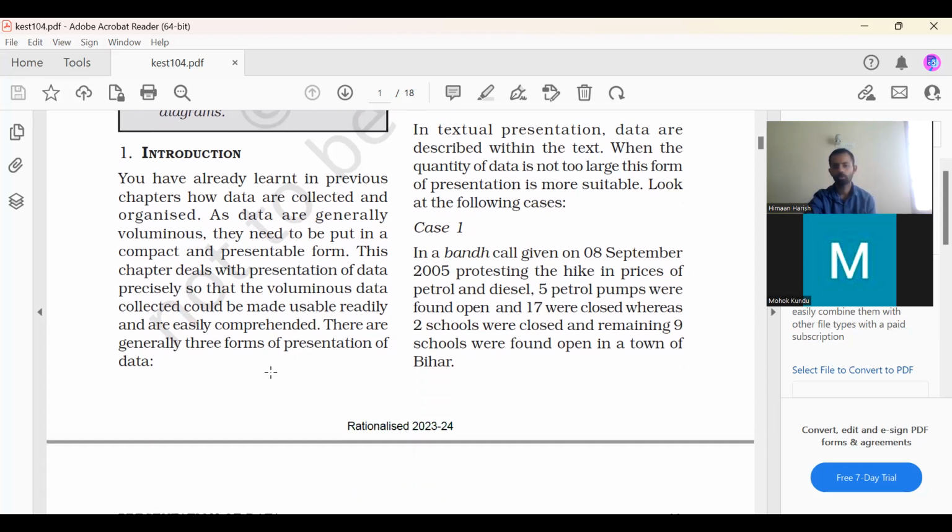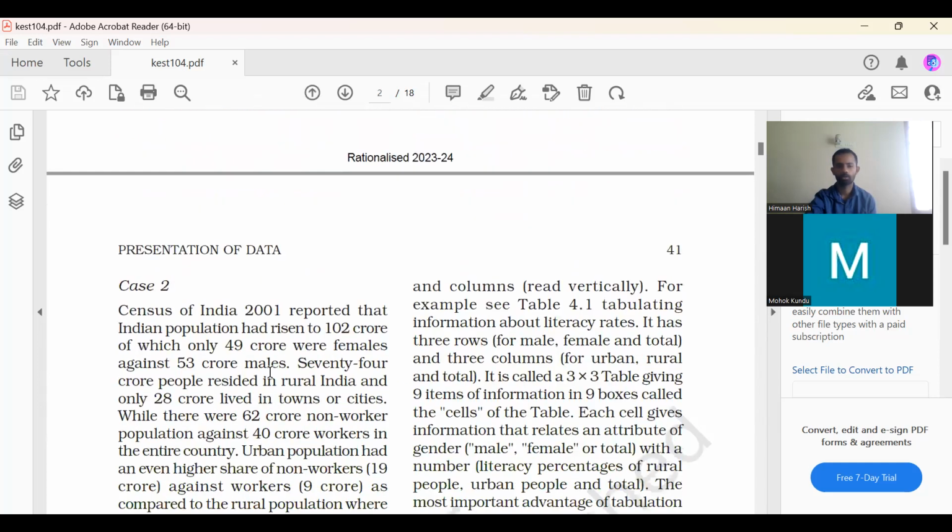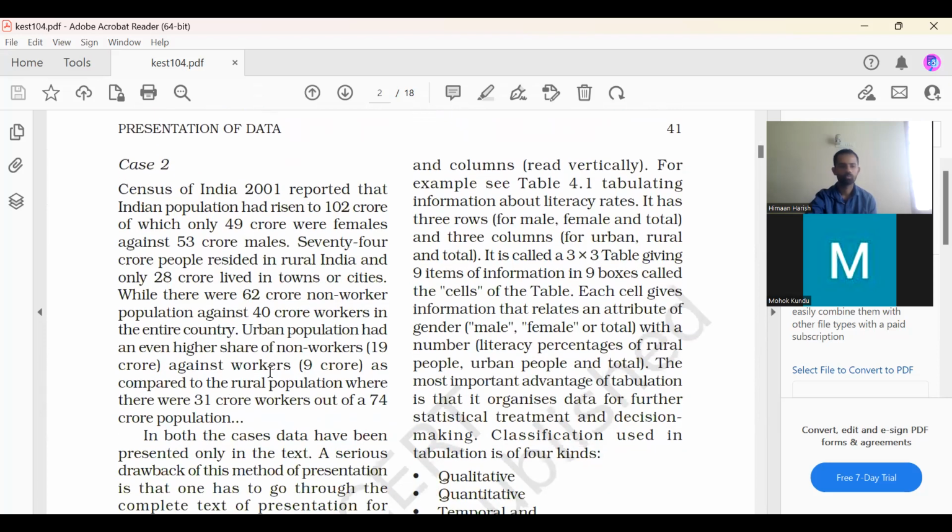Case 1. In a bandh call given on 8 September 2005, protesting the hike in prices of petrol and diesel, 5 petrol pumps were found open and 17 were closed, whereas 2 schools were closed and the remaining 9 schools were found open in a town of Bihar. Case 2. Census of India 2001 reported that the Indian population had risen to 102 crores, of which only 49 crore were females against 53 crore males.